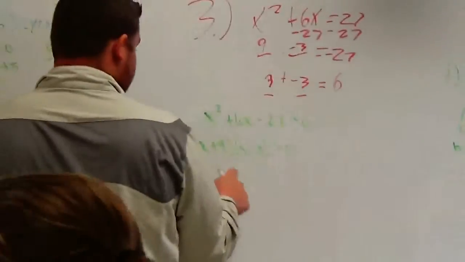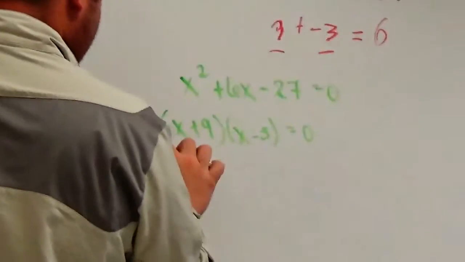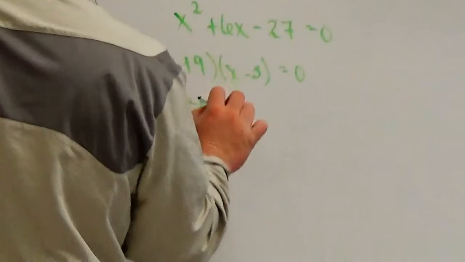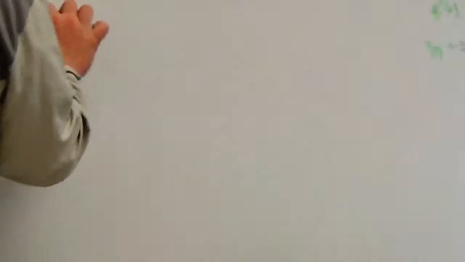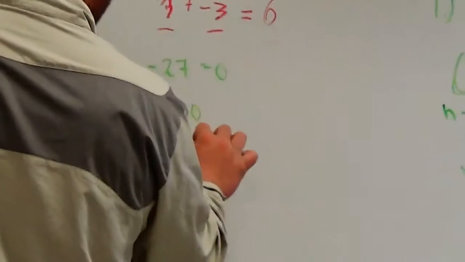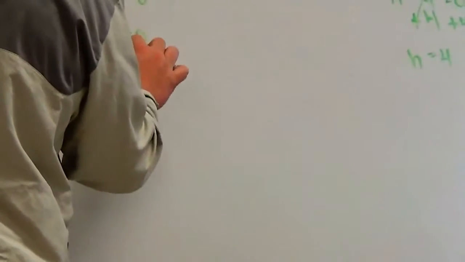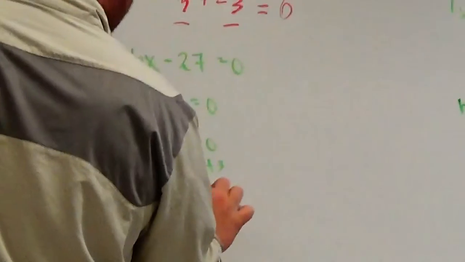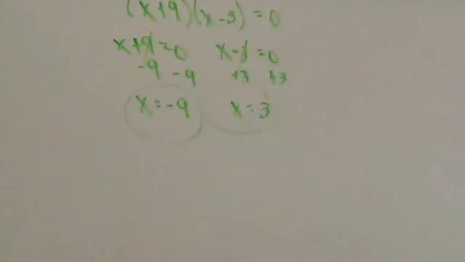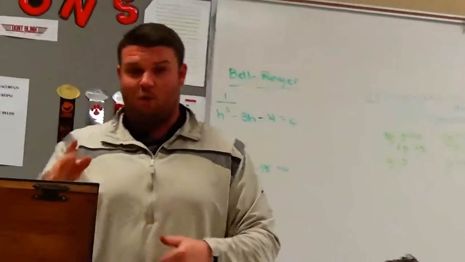Alright? Zero product property. We have x plus 9 equals 0. Subtract 9. X equals -9. X minus 3 equals 0. So add 3. So x equals 3. Alright, here's our two answers. -9 and 3.